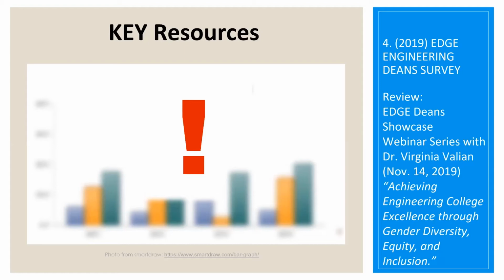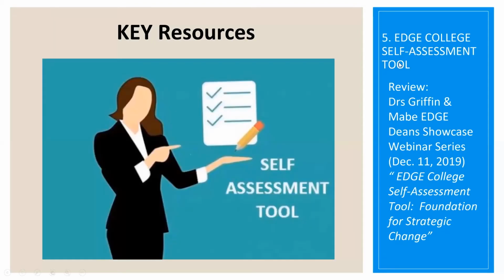A key takeaway from this research was that deans needed a tool to help them collect college-level gender, diversity, equity, and inclusion information. So we developed our fifth resource, namely the EDGE College Self-Assessment Tool. This self-assessment tool is based on the Association for Public and Land-Grant Universities faculty diversity tool developed by Drs. Griffin and Mabe.